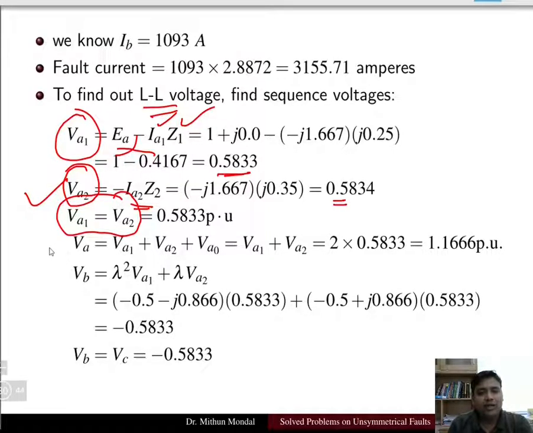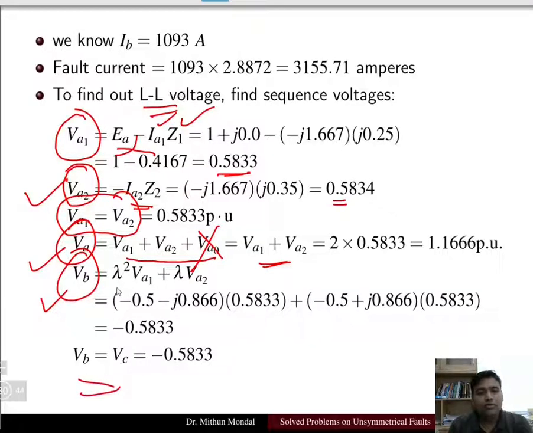Now we can obtain the value of the voltage VA, which is the sum of the positive sequence, negative sequence and zero sequence, and here the zero sequence is not involved, so we add up the positive and negative sequence. Once we get VA, we can resolve to get VB and VC. VB equal to VC, so VB is equal to lambda square VA1 plus lambda times VA2. So by the use of symmetrical components, once we obtain VA for one of the phases, we can easily obtain the voltages of the other phases VB and VC.